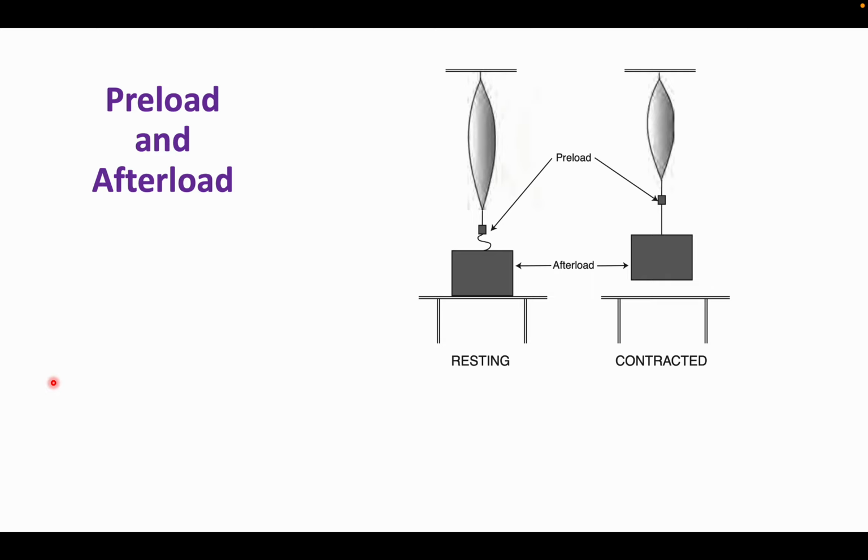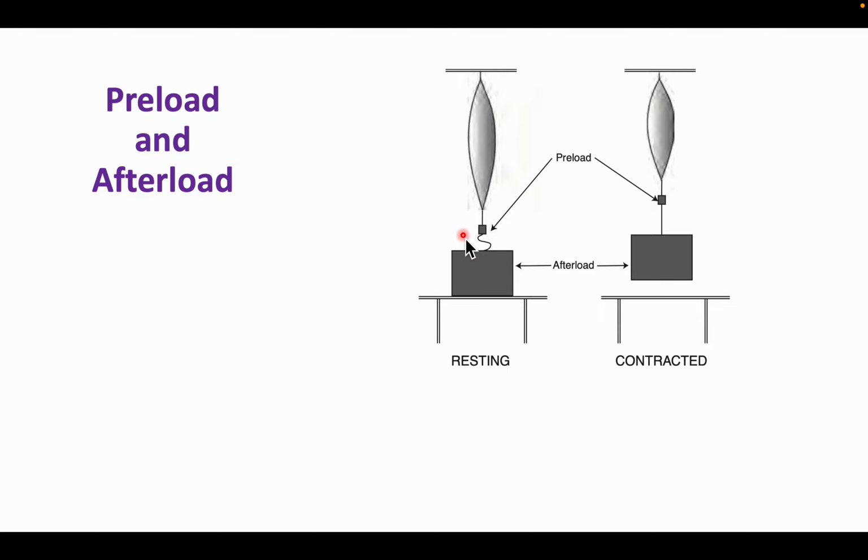So in this image you can see that there is a muscle which is suspended. In the first part it is in the resting stage, and in the second part it is in the contracted stage. Now in the suspended muscle there are two weights, one is a small square, one is a large square. And in the first image you can see that the small square is acting on the muscle, while the large square, which is the afterload, is not working on the muscle.